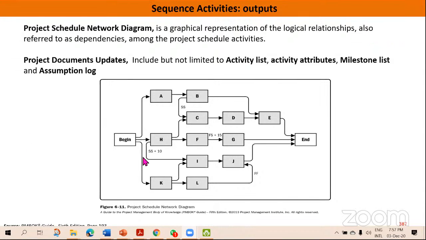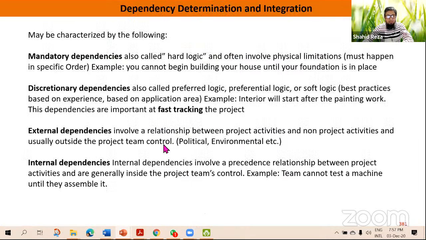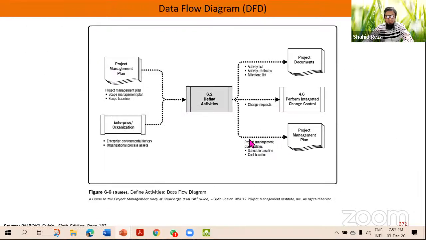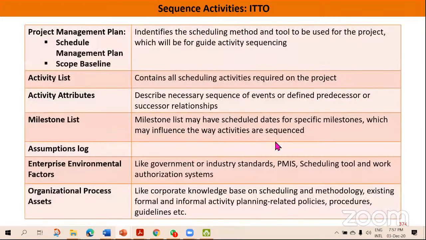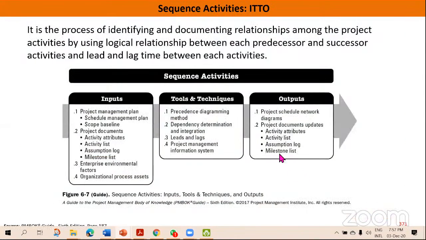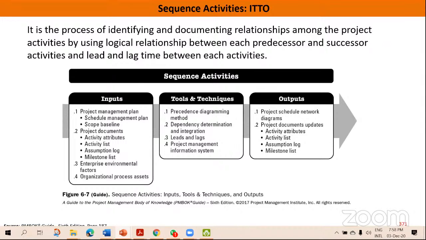There was another question here: project documents updates, include but not limited to. What does this mean for the activity list? Oh, if we go back and see the diagram, it is talking about this thing. Okay. This one. Project document updates. These four can be updated, and everywhere you will see in the PMBOK, not limited to. Okay, so this phrase is used.